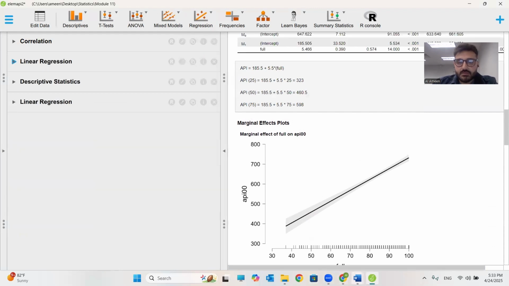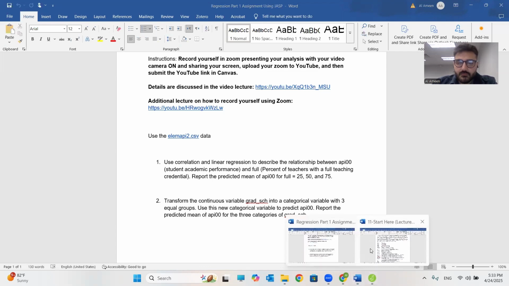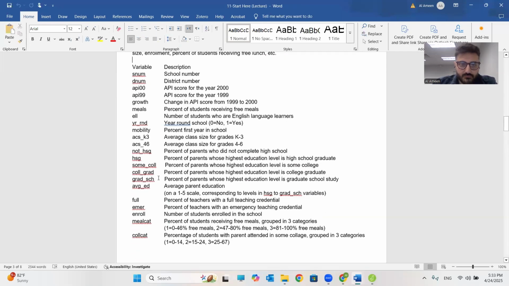Moving on to the second question. It's asking me to transform the continuous variable, grad underscore scholar, I believe, into 3 categorical variables with equal groups. So glancing over what this means, it's basically the percentage of parents whose highest education level is a graduate school degree.